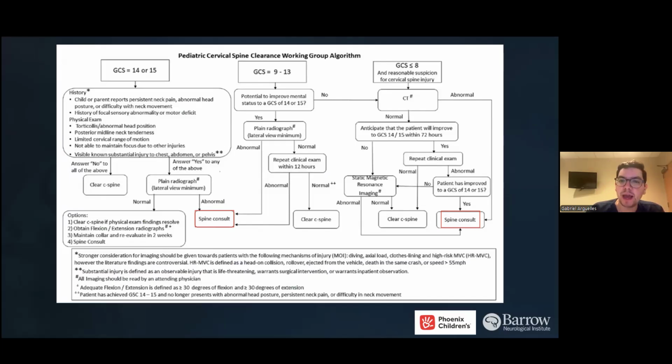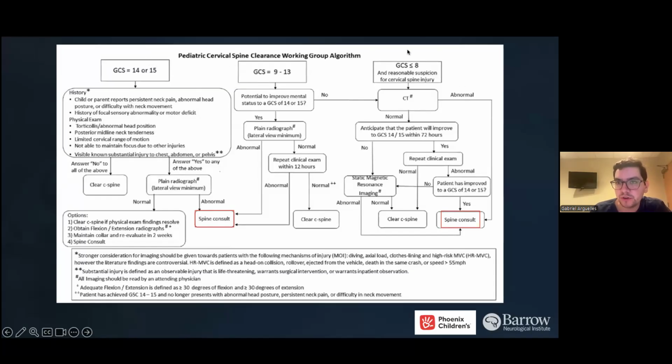And I highlighted in red the areas in this algorithm where we as neurosurgeons are often consulted to lend our expertise as to whether or not the cervical collar can be taken off or what management might need to be pursued. So we'll just briefly go over it. There are three big groups, ranging from the comatose group to the nearly intact group.